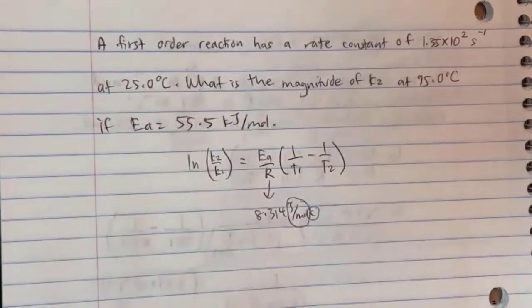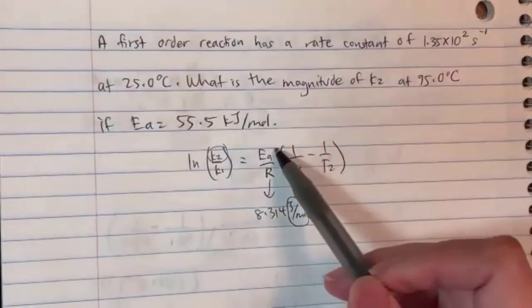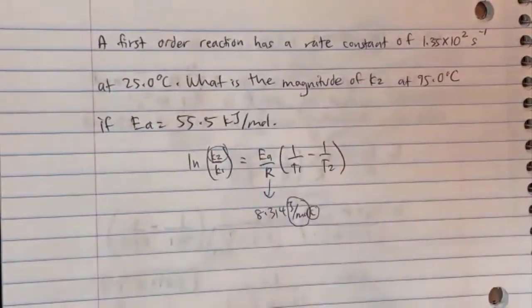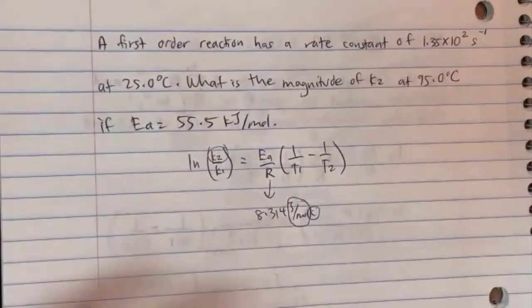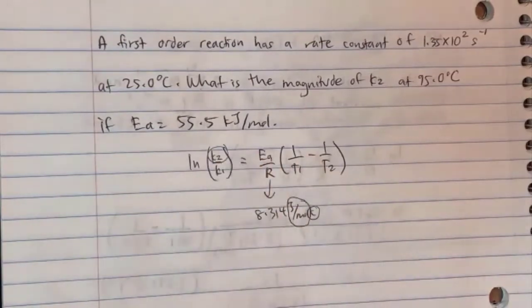So they're asking for the magnitude of K2, so you're looking for this guy now. Earlier the question was asking for this. So you see how they can ask for any one of them. They could ask for a temperature, activation energy, or one of the rate constants. Whichever it is, you just basically use algebra to solve for it, okay?